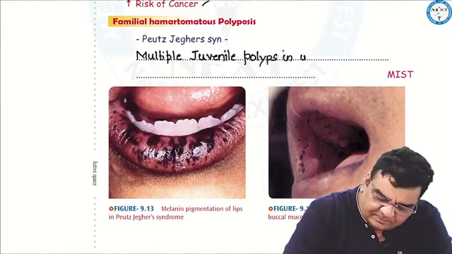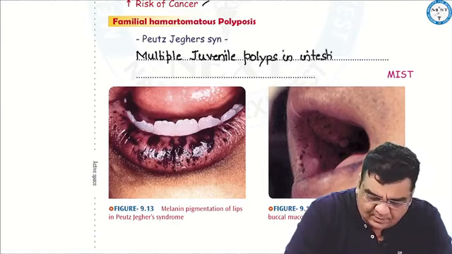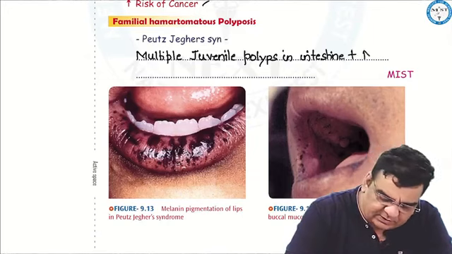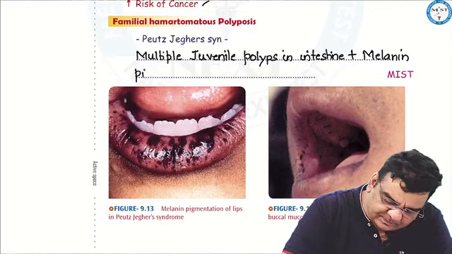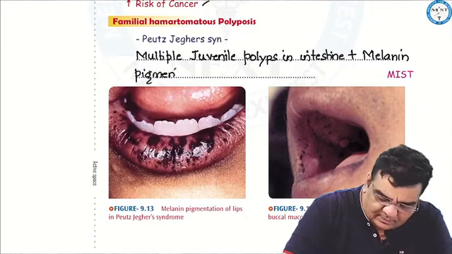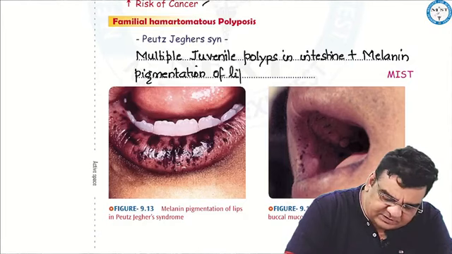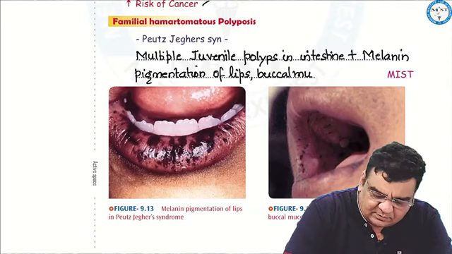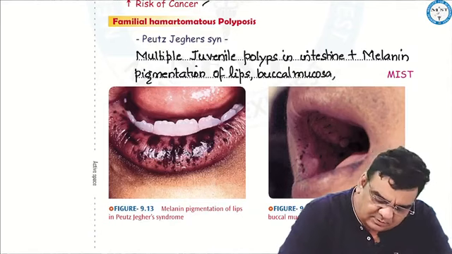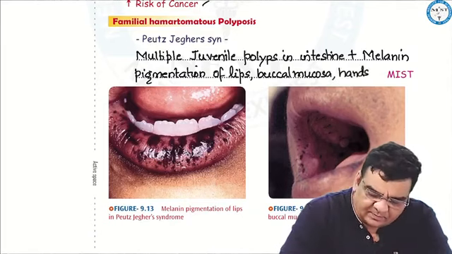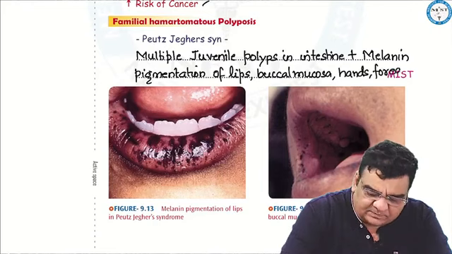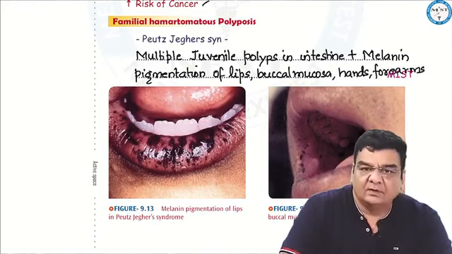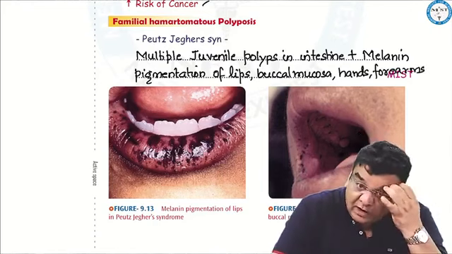In the intestine, associated with melanin pigmentation of lips, buccal mucosa, hands and forearms.